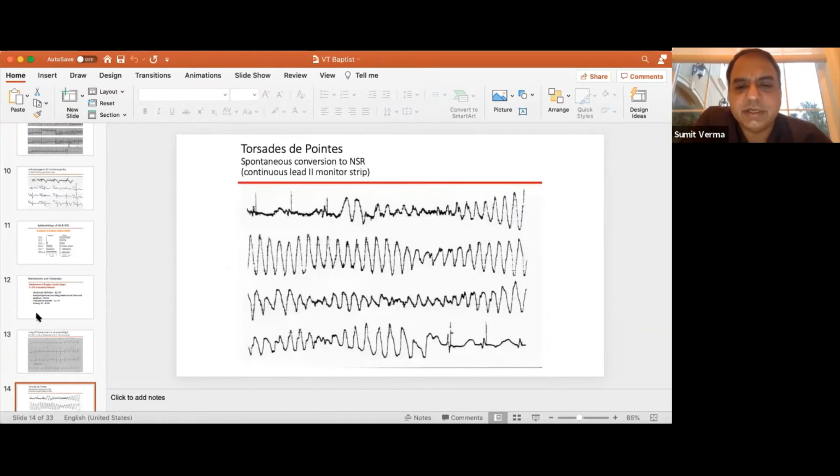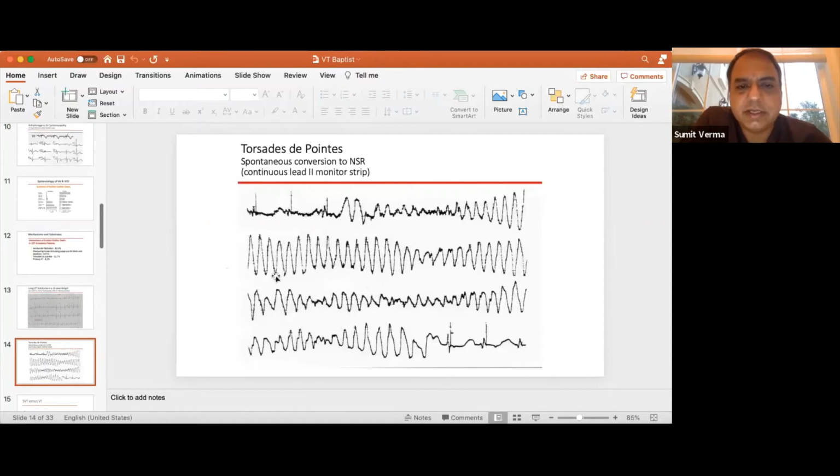Okay, and then patients develop torsade. Torsade basically has two components. It has the long QT interval, which is part of the definition of torsade, and then polymorphic VT, which has this twisting of the points characteristic look.